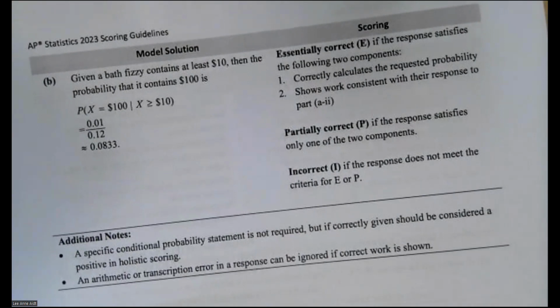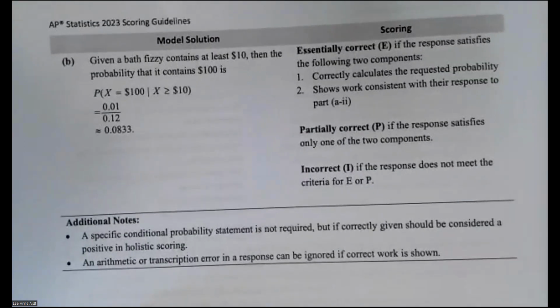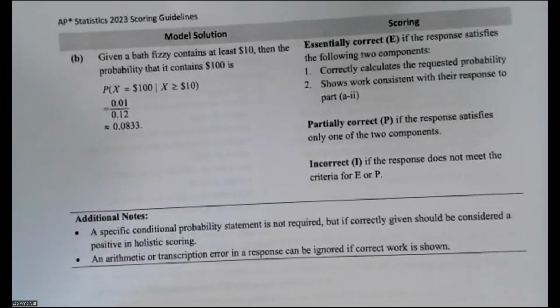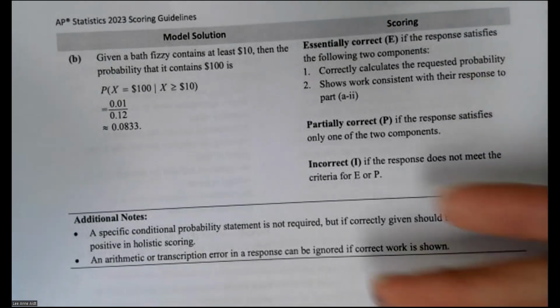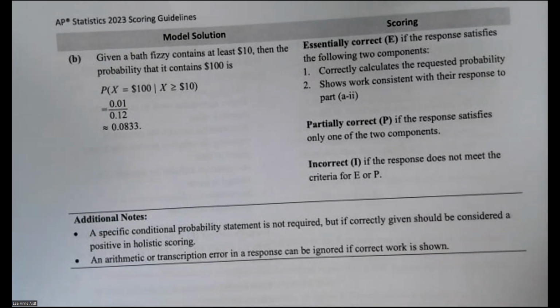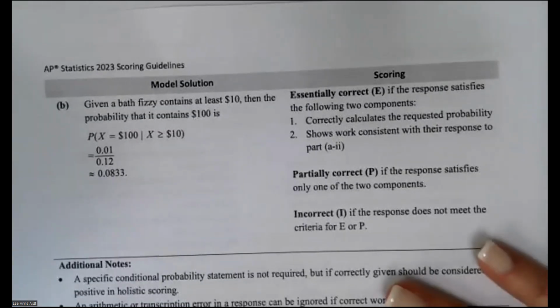So when it says an arithmetic or transcription error, if you put the wrong numbers and then still get the right answer, that was the wrong number, like you could literally get 0.093. That's okay, I guess. So one that correctly calculates the probability. I think it's a whole one. Yeah. Okay. And they don't say that on every single one, so I don't even know what to tell you. Are you guys okay with B? Okay. C.